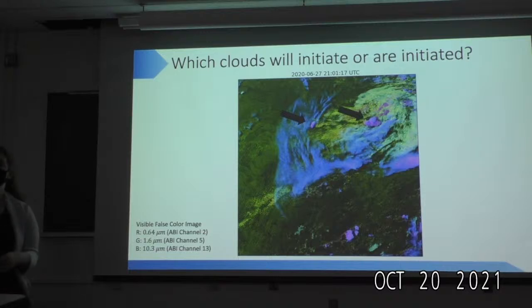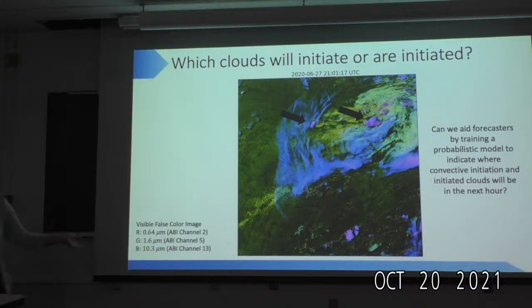This kind of becomes a computer vision problem though. So we can take this kind of imagery and see if a computer could detect these structures for a forecaster so that they wouldn't have to sift through all this data themselves. So that becomes our question. Can we aid forecasters by training a probabilistic model to indicate where convective initiation and initiated clouds will occur in the next hour?